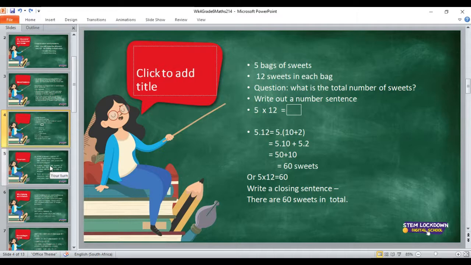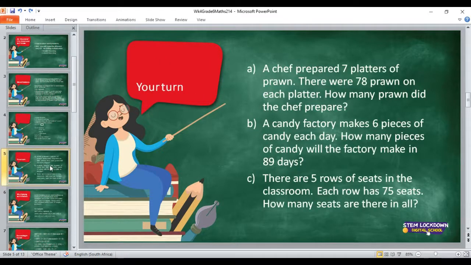So while I'm still explaining, I'd like us to work on these word problems. I'm going to repeat it whilst you are writing down on your question and answer box. A chef prepared 7 platters of prawn. There were 78 prawn on each platter. How many prawns did the chef prepare?